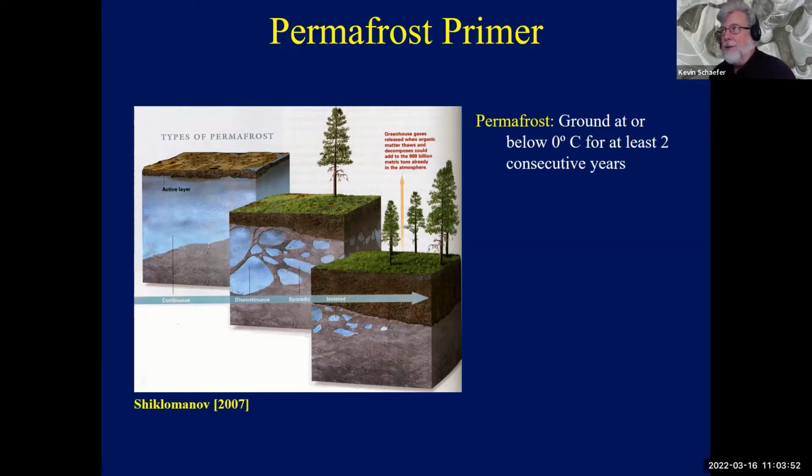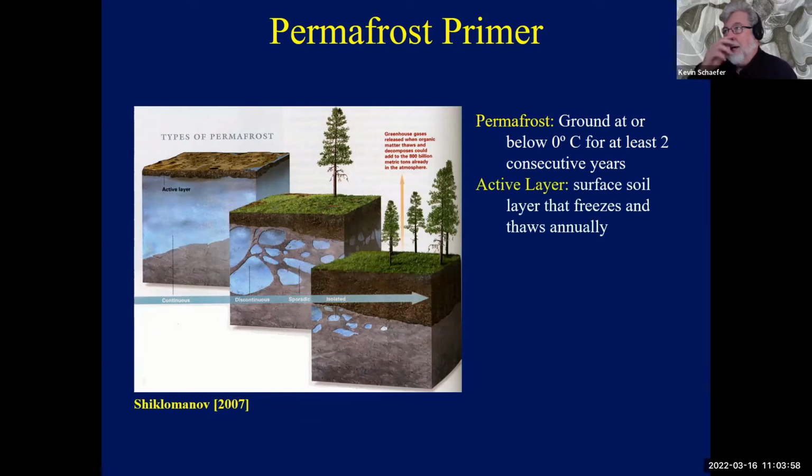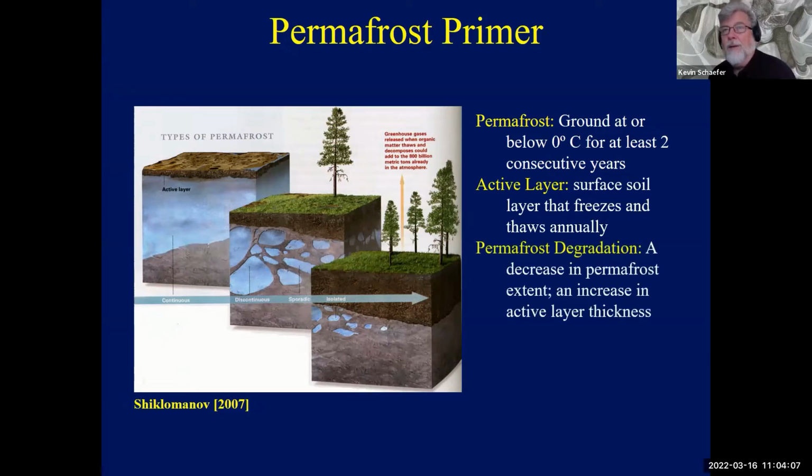Permafrost is permanently frozen ground at or below 0 degrees centigrade for at least 2 consecutive years. The active layer is the surface layer of soil that thaws in the summer and then refreezes in the winter. And permafrost degradation is any kind of decrease in the extent of permafrost, or an increase in the thickness of the active layer, or in this case, I should have added it here, any decrease in the thickness of the permafrost layer itself.